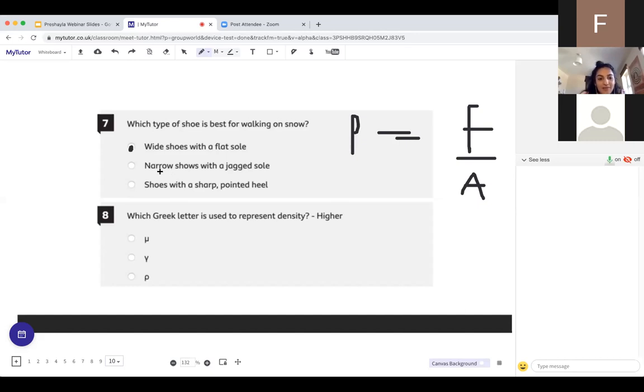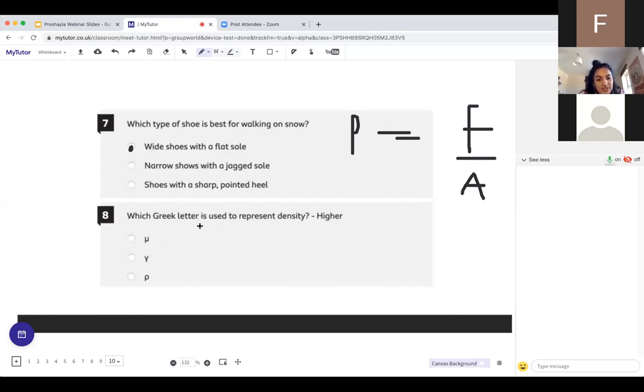Why would we not have narrow shoes with a jagged sole? Well, narrow shoes would not be a very big area, and if we don't have a very big area, we have higher pressure. But a jagged sole is good, that can provide grip. And then shoes with a sharp pointed heel, well, that is not a lot of area and therefore an increased pressure.